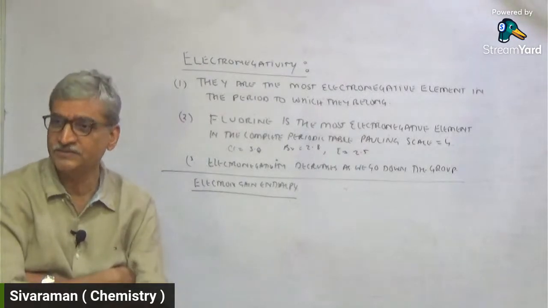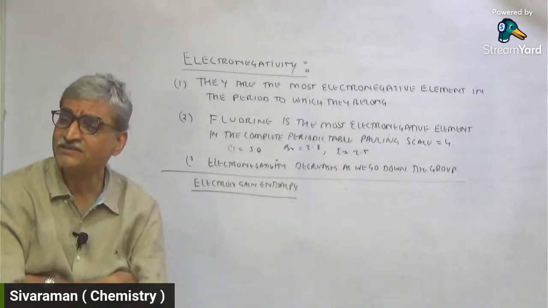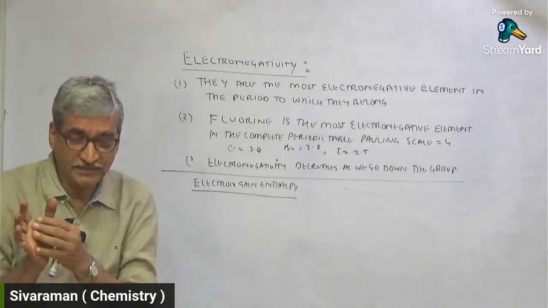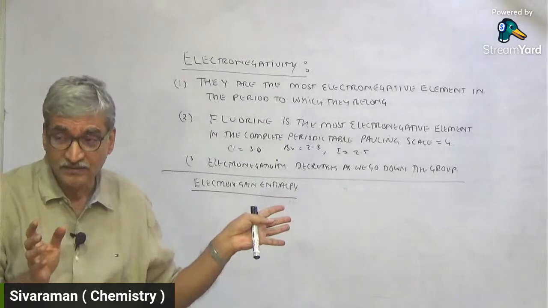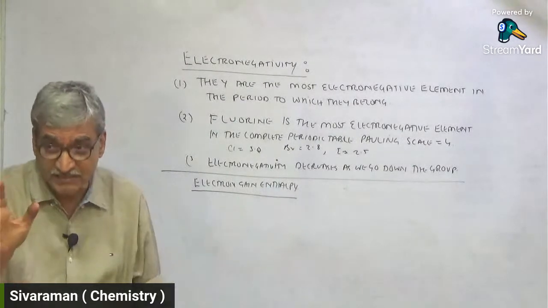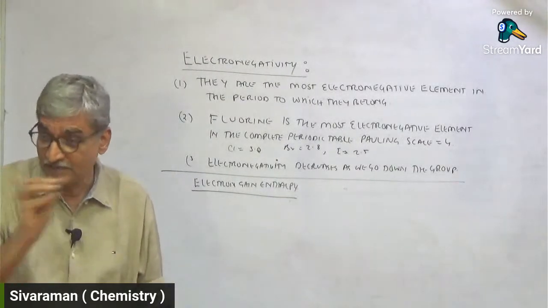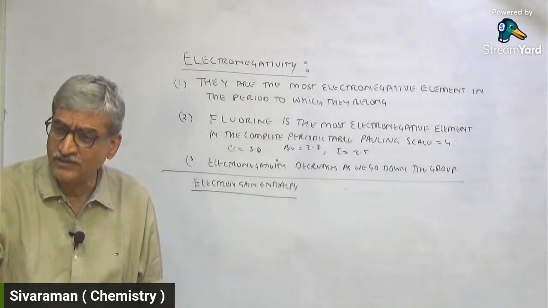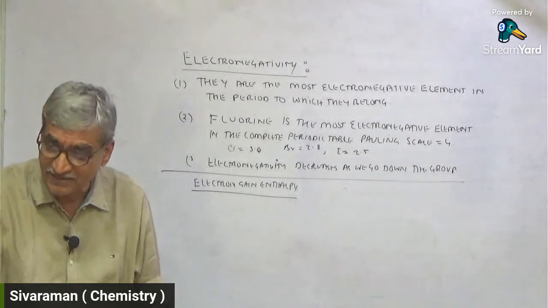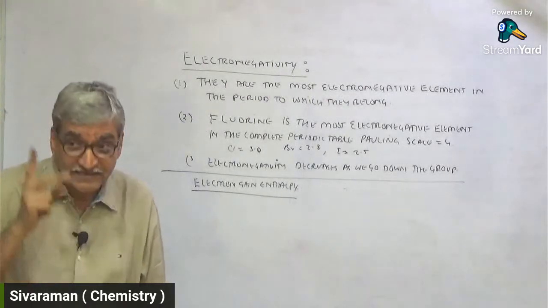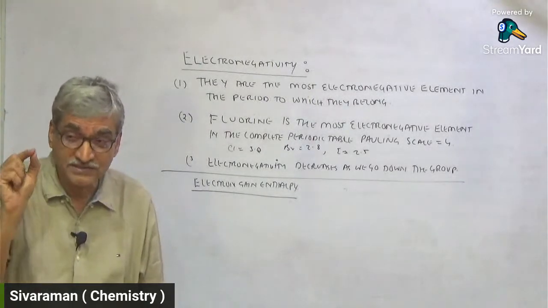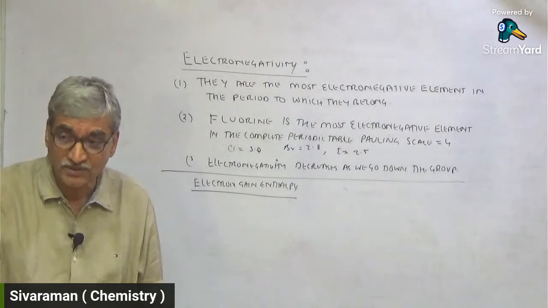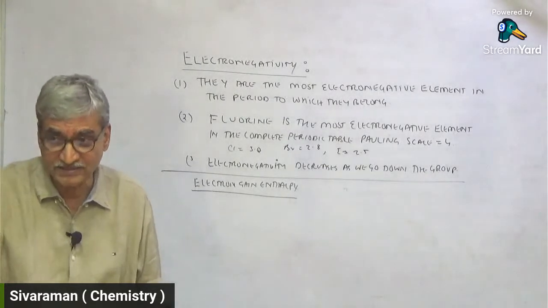So that's where things go wrong. What I was telling you about electron gain enthalpy is that generally, not absolutely, it is exothermic. Absolutely means in all cases; generally means most of the cases. Heat energy is released, except in those two cases, oxygen O to O minus 2 and S to S minus 2, which are endothermic.